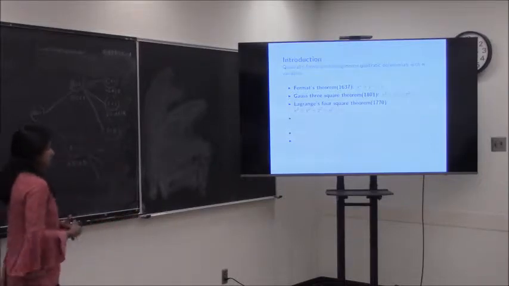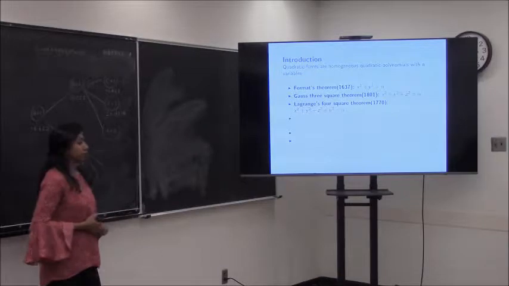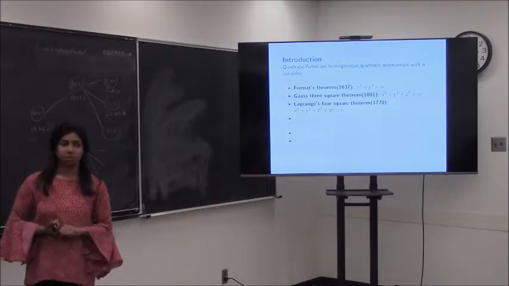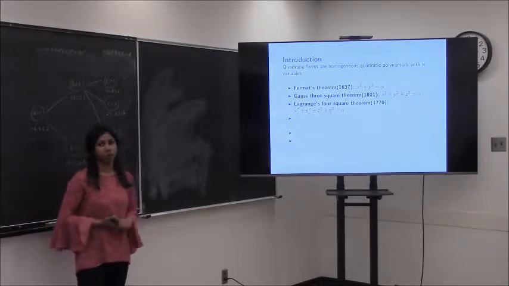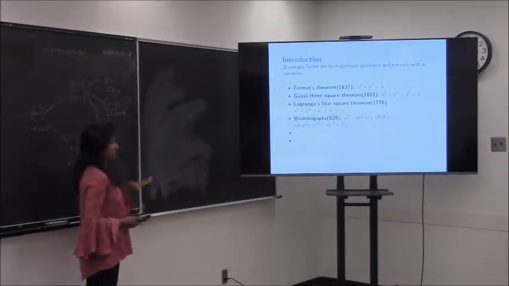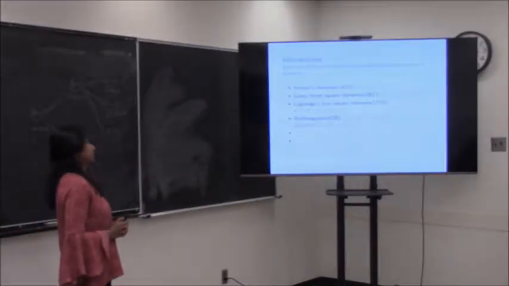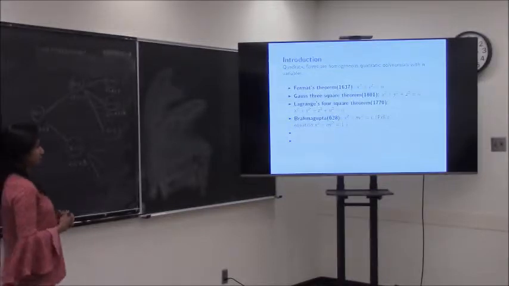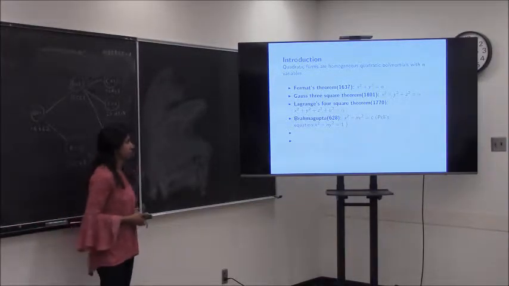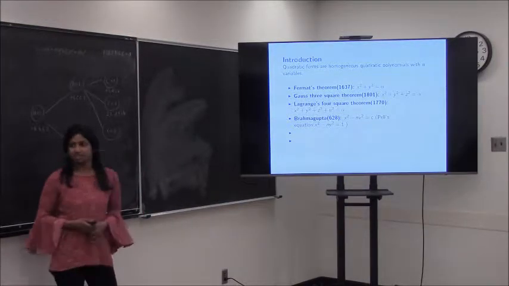And we have the famous Lagrange's four-square theorem in 1770. He proved that every positive integer can be represented as a sum of four squares. And this has an ancient history, like Brahmagupta in 628. He studied quadratic forms of the form x squared minus n y squared equals c. When c equals 1, we have Pell's equation.